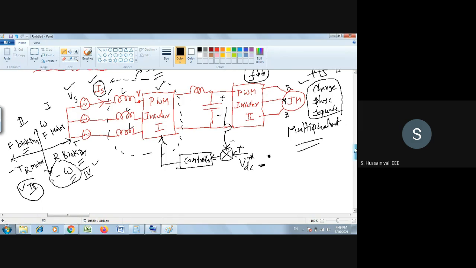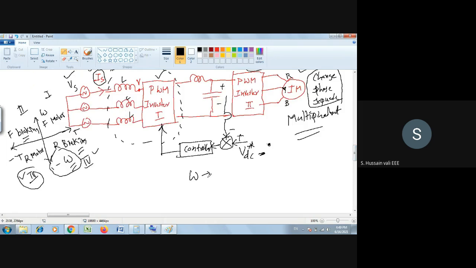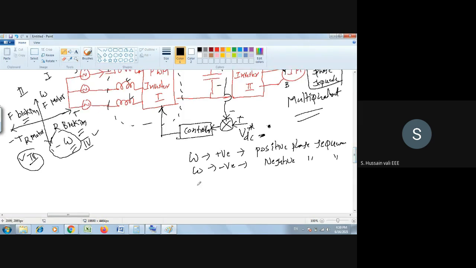So I will write here, omega positive. It means positive phase sequence, in the sense you take RYB as it is. Omega negative in the sense of negative phase sequence, where you reverse the phase sequence. Then the third one is torque positive.